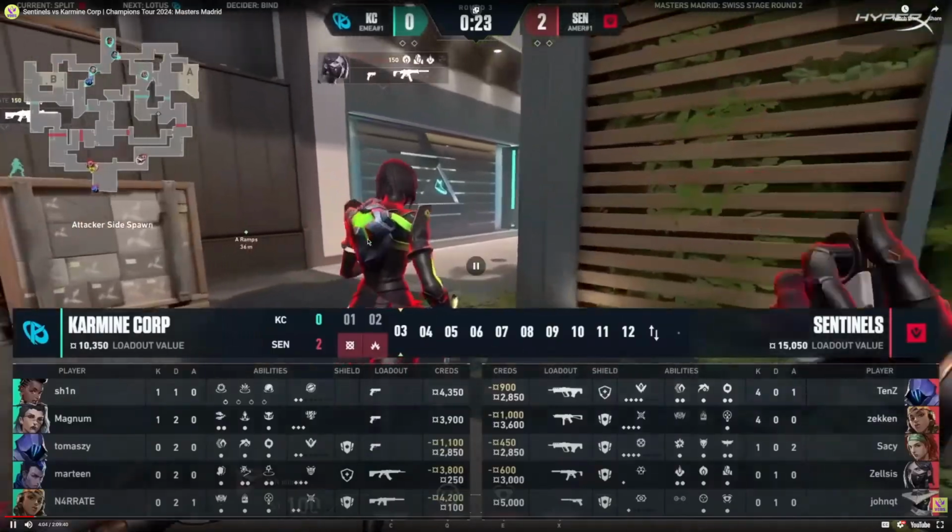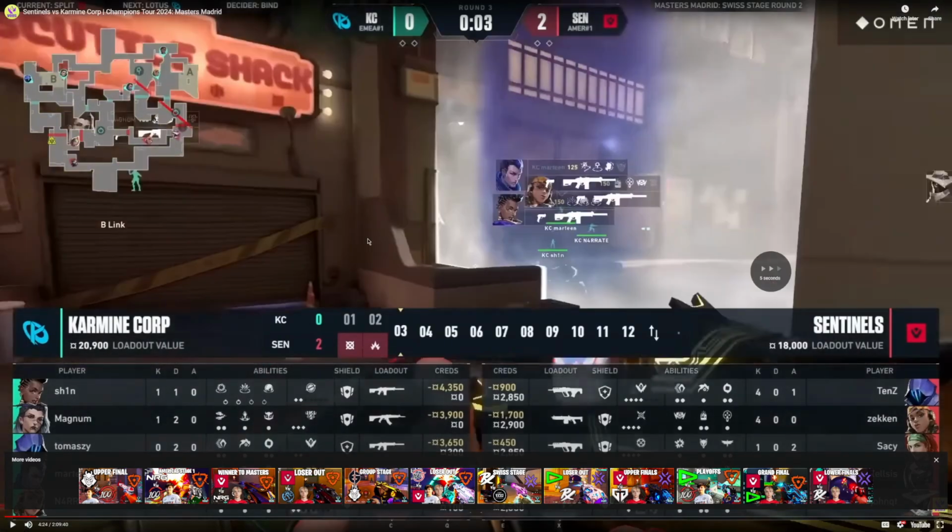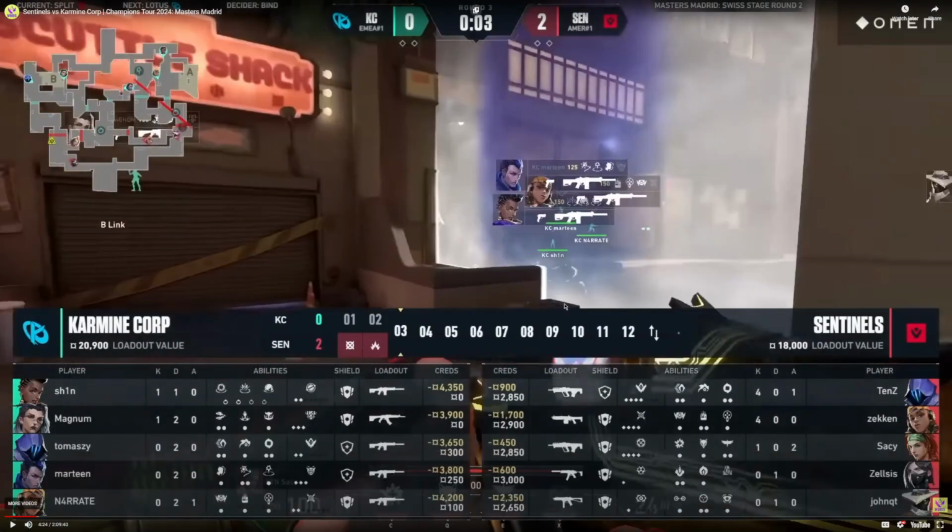Tens has moved off the Yoru on. Okay, let's see if I can push this forward. So we're going to be looking over here at mid. We're going to be looking at the way that Sentinels decides to play this. Okay. Pay attention to the next couple of rounds.